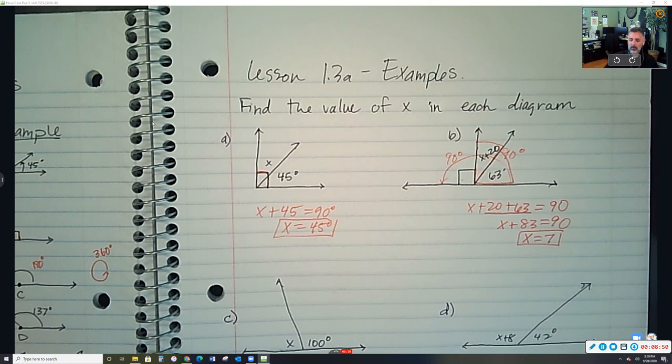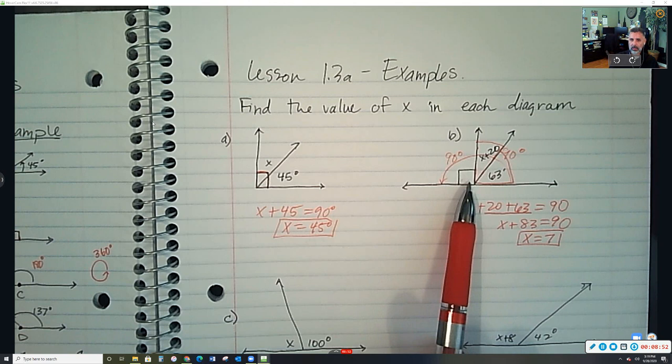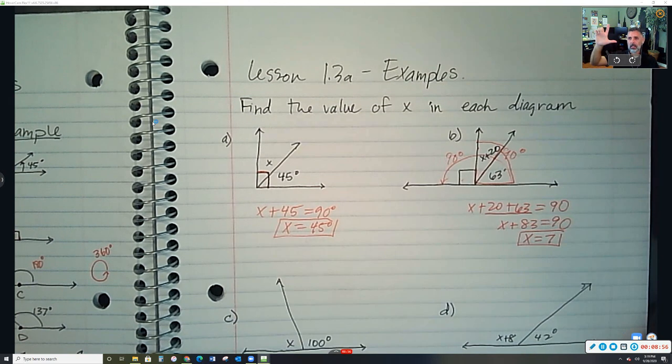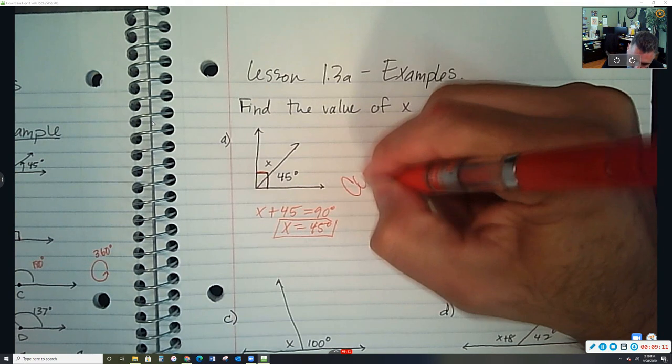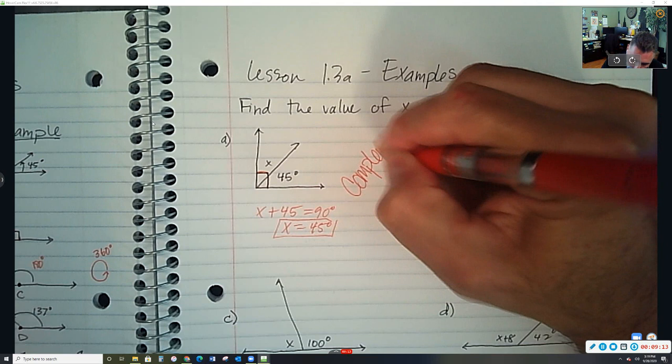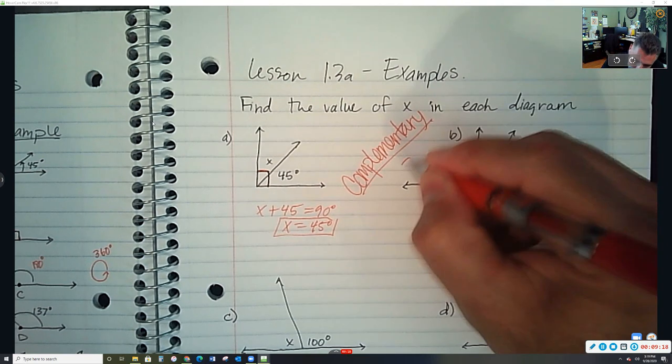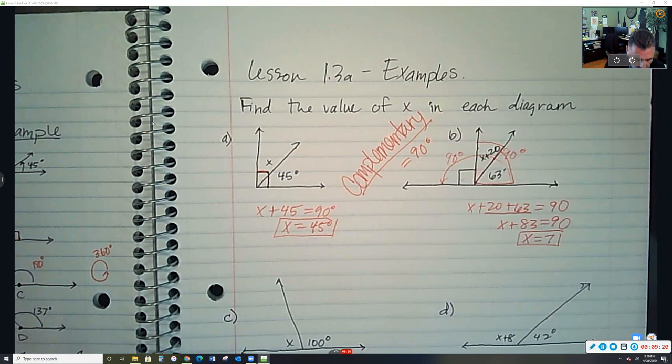Just always either look for the square or look for L-shaped angles. Okay. So those are the first two examples. And again, I didn't say this, but these are complementary. They equal 90. Okay.